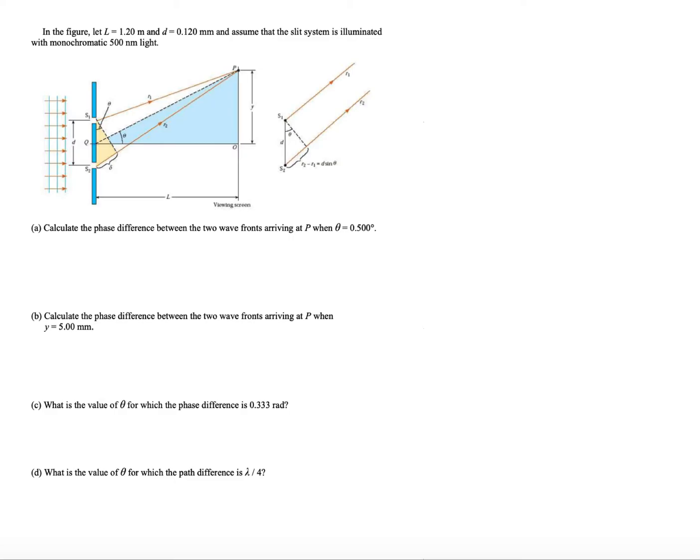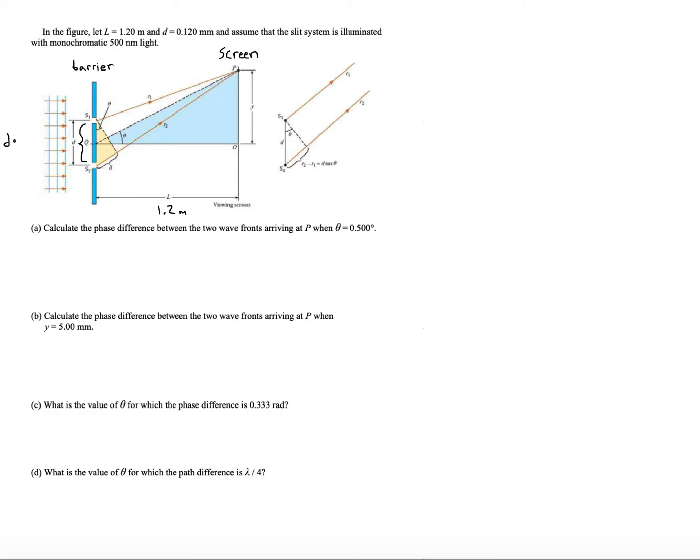Alright, this one says, in the figure below, the length of the distance between the screen and the barrier here is 1.2 meters. This is a double slit experiment because we have two slits separated by a distance d. This is the barrier, which blocks light from coming through except for these two openings. And then we have a screen on the right side. Distance from the barrier to the screen is 1.2 meters.